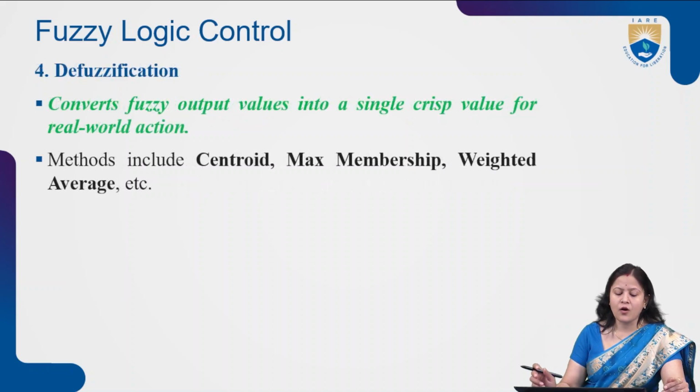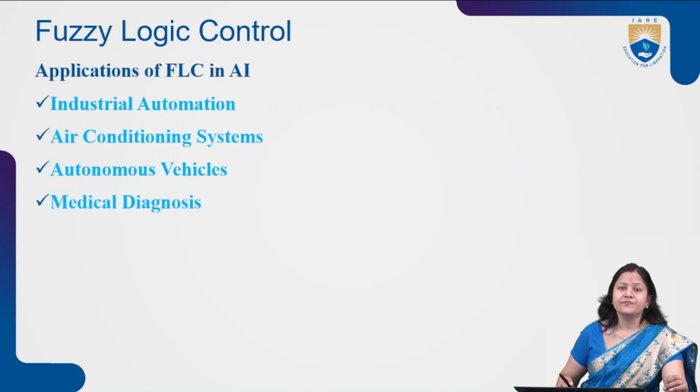Then the fourth component is called defuzzification, which converts the fuzzy output values into a single crisp value for the real world. So for the conversion of the fuzzy output to the crisp output, various methods are used, like the centroid method, max membership method, or weighted average method.